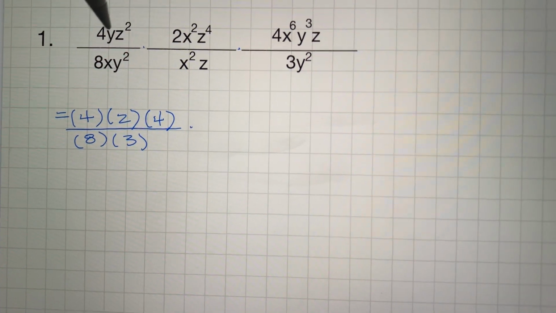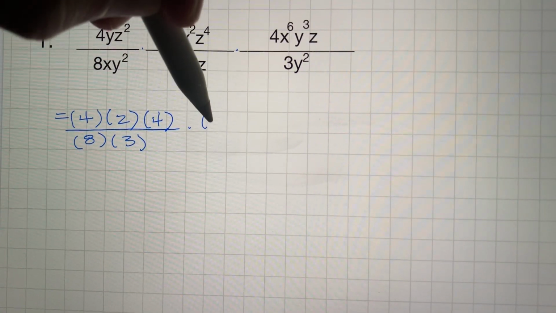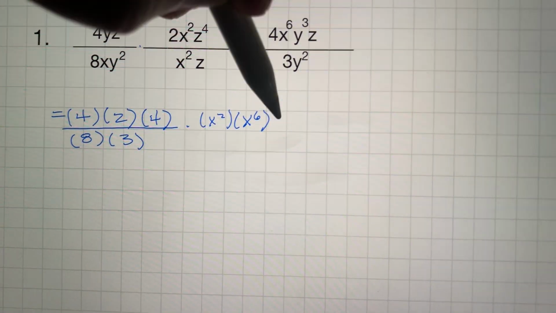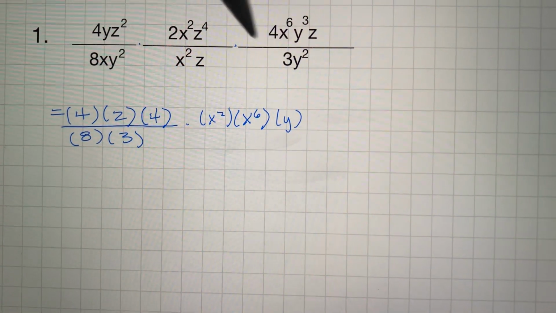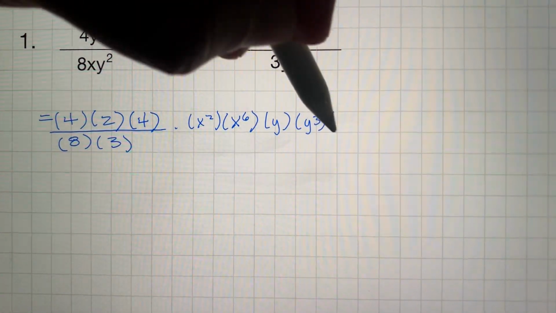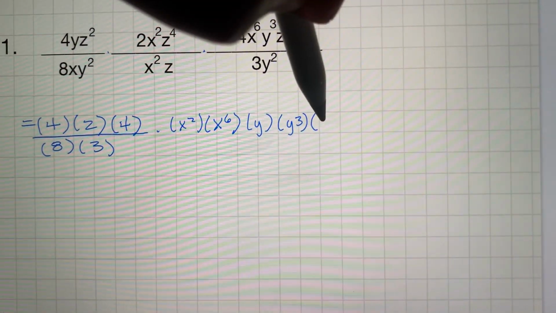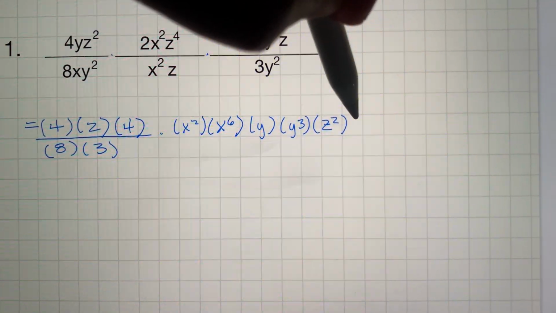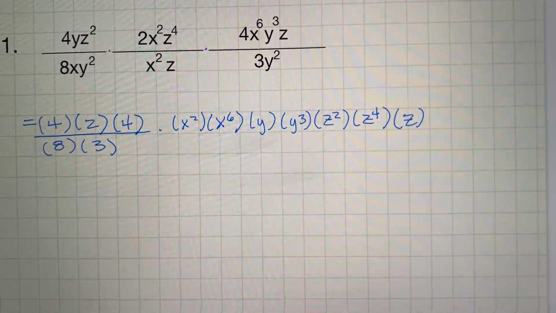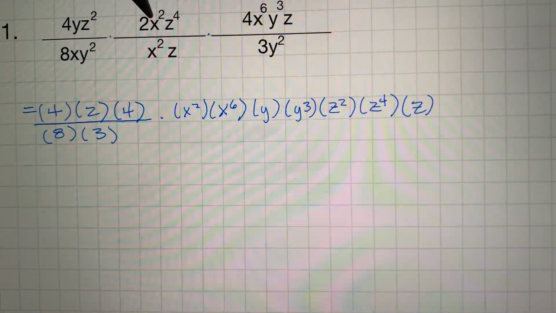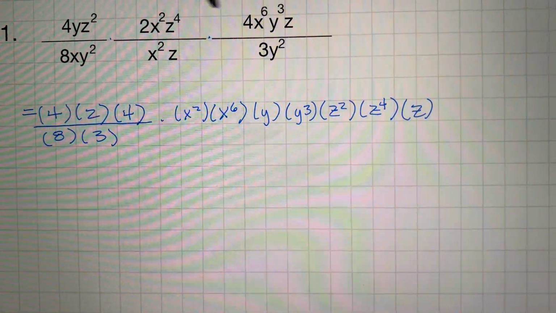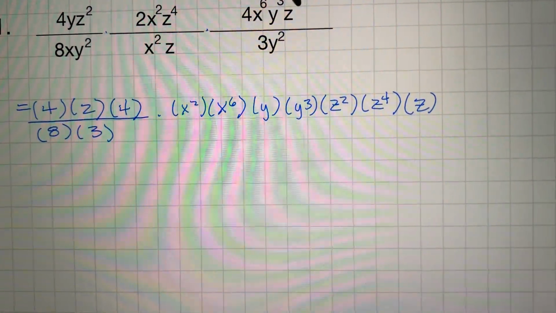Now times, let's see, we have x squared times x to the sixth times y times y cubed times z squared times z to the fourth times z. Let's review. x squared, x to the sixth, y cubed, z squared, z to the fourth, z.